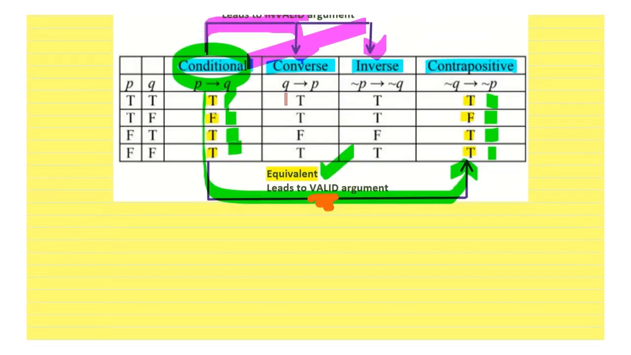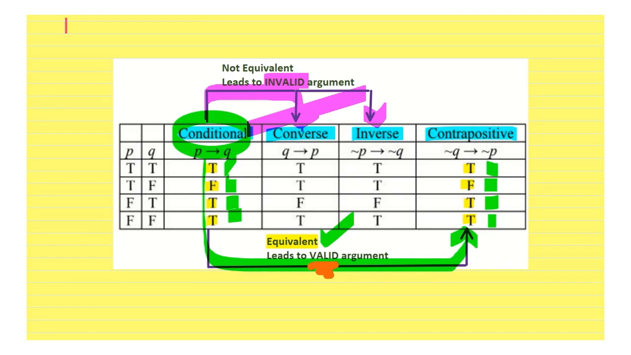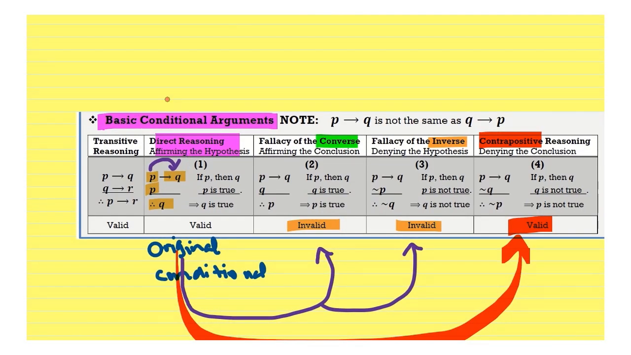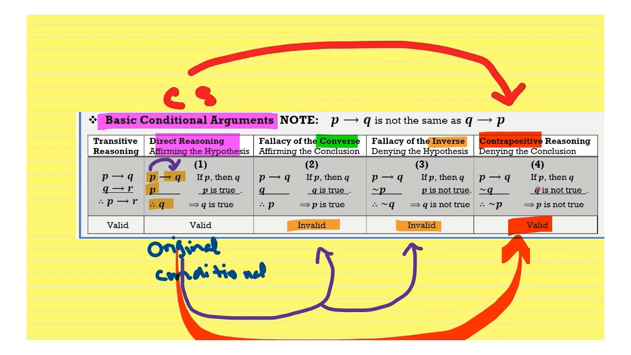So there's a pattern there. Like I said, let's go back up here and see if we can look at it again. The conditional statement is equivalent to the contrapositive statement, and that leads to a valid argument. Down here, this is the conditional statement right here in this column, and this is the contrapositive statement, and it leads to a valid argument. And everything else in the middle, these two are not equivalent, and so they are not valid. So there's a little bit of a pattern there.